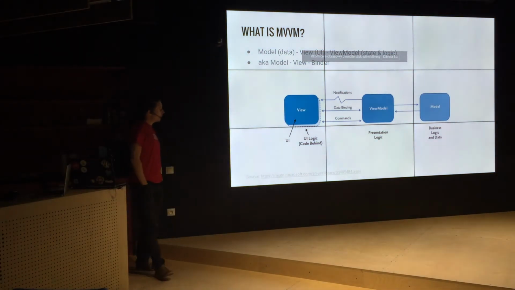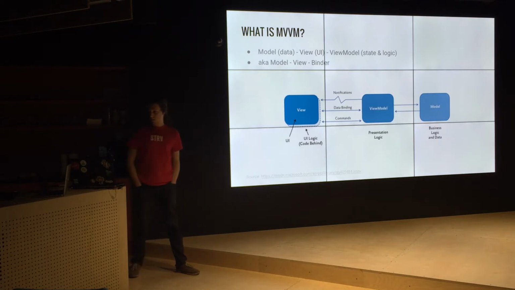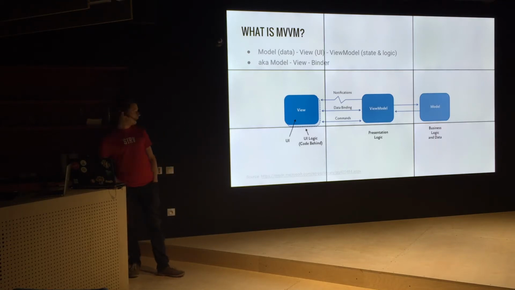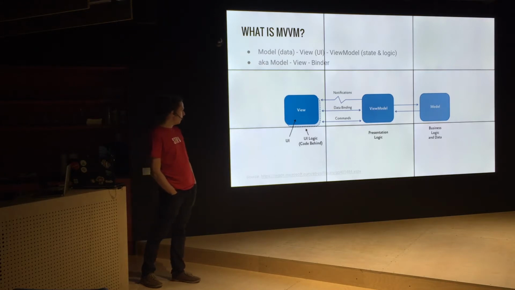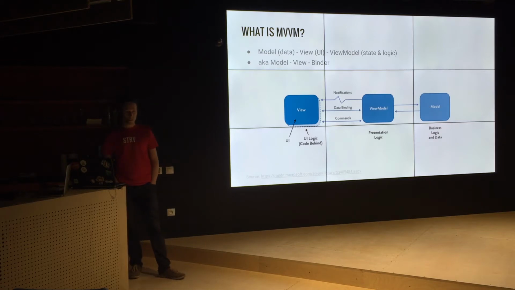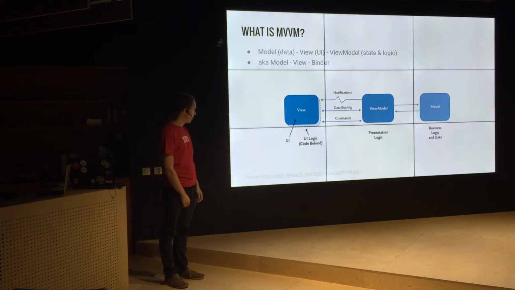MVVM was introduced by Microsoft in .NET technologies in 2005. MVVM is also known as Model View Binder, and it's an architectural pattern which has three layers. It's a model, which is responsible for data, view, which is responsible for UI, and view model, which is responsible for presentation logic and state. If you check this diagram, you can see the relations between those layers.